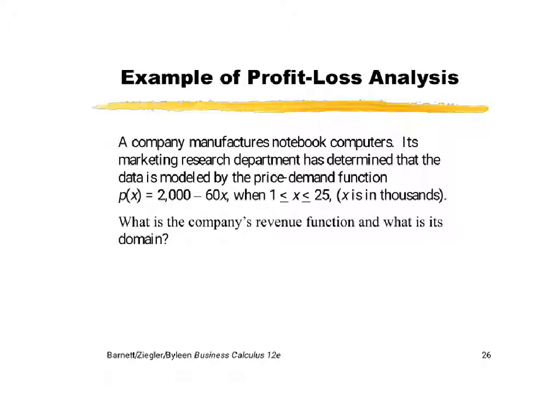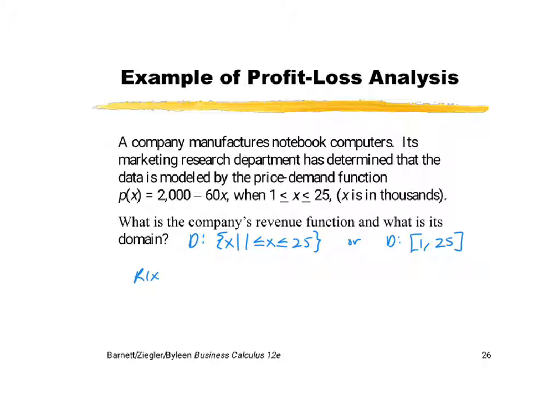Okay. What is the company's revenue function and what is its domain? So our domain is already given. The domain is the set of all x such that x is greater than or equal to 1 and less than or equal to 25, in which case 1 and 25 represent thousands. Or if you're giving the interval notation, we have 1 to 25, and the square brackets just represent that those two values are included. Okay, so we already had that part first.